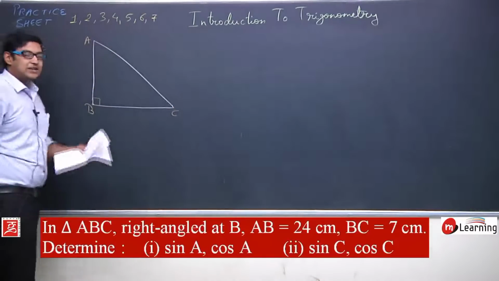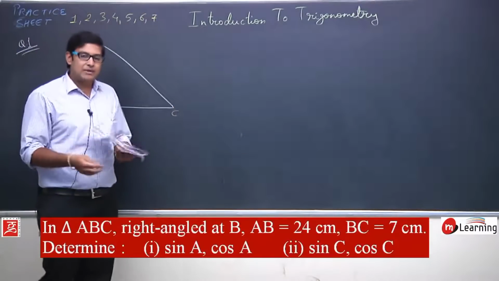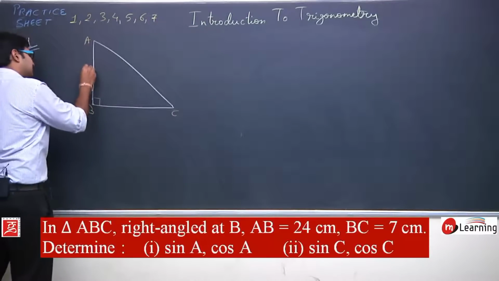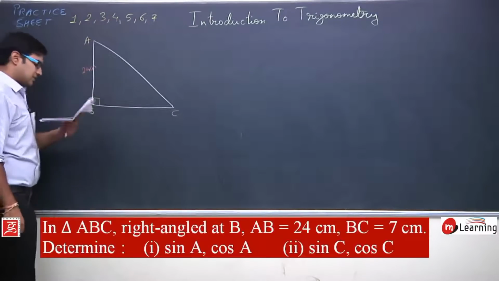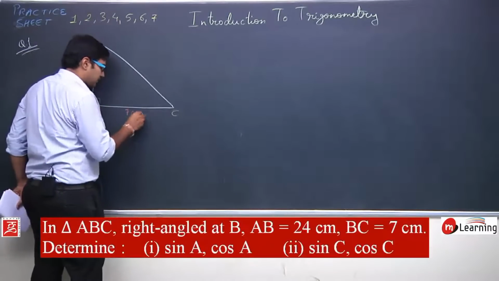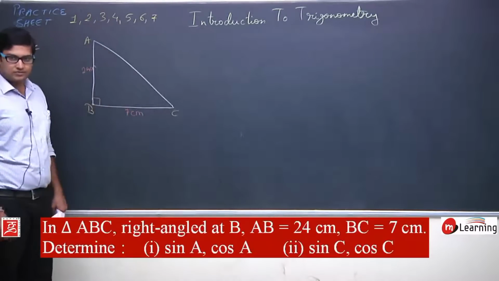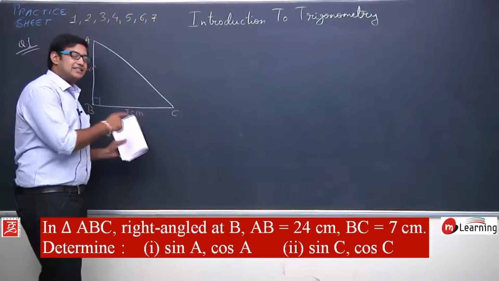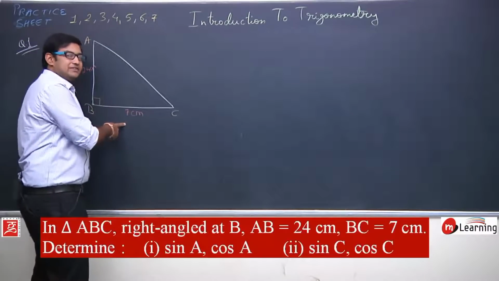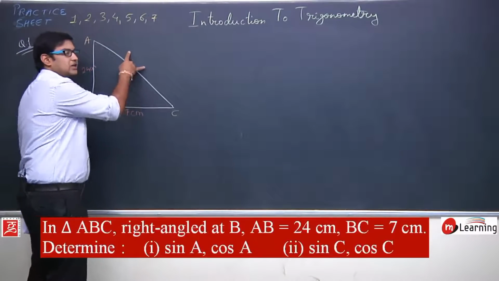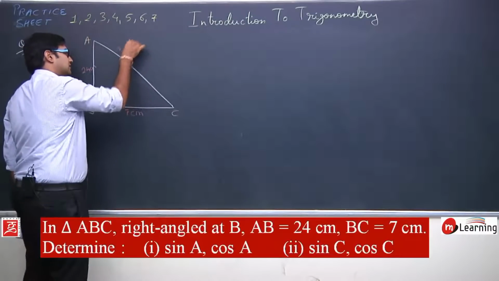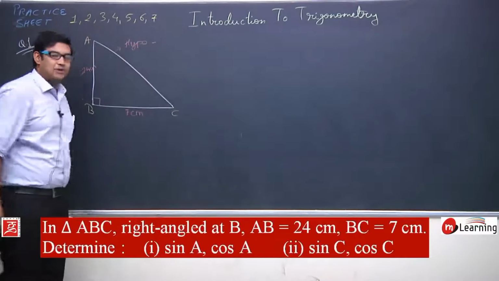So this is a right angled triangle ABC in which the length of AB is 24 centimeters. This is AB, it is given as 24 centimeters, and BC is given as 7 centimeters. So now I can see, since this is a right angled triangle, this is 24 centimeters, this is 7 centimeters and this is unknown. Can I calculate this? This is the hypotenuse.